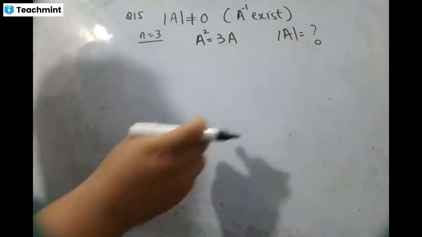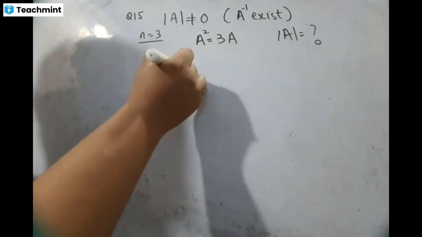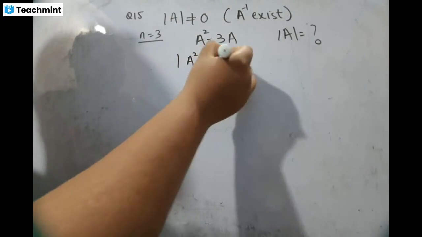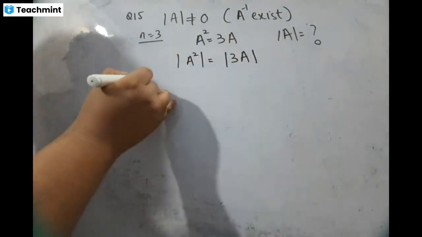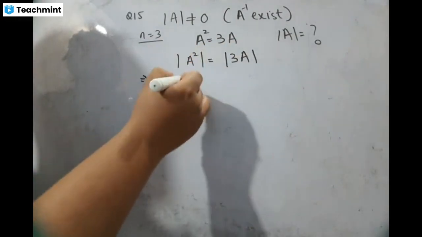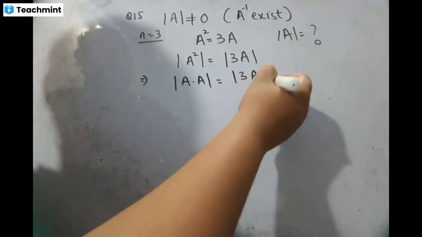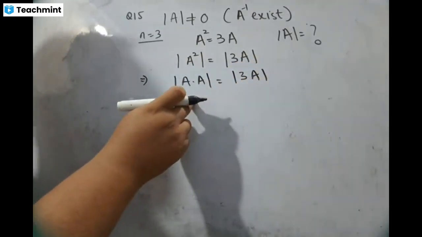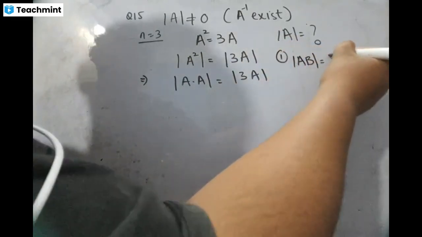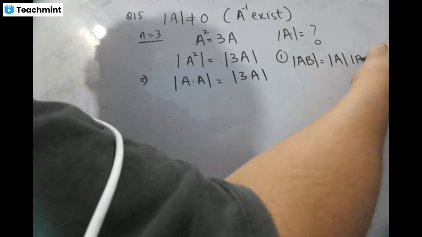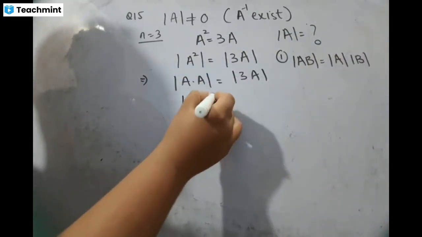Since I need to find the determinant, and this is given, I'm going to apply determinant on both sides. So determinant of A square equal to determinant of 3 into A. Yes or no? Next, A square, A is a matrix, so it can be written as A into A, equal to determinant 3 into A. After this, I can use two properties of determinant. Property number 1 says determinant of AB will be written as determinant A into determinant of B. So determinant of A into A can be written as determinant of A into determinant of A.